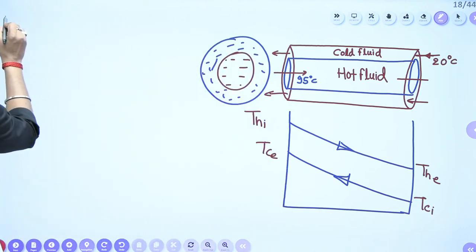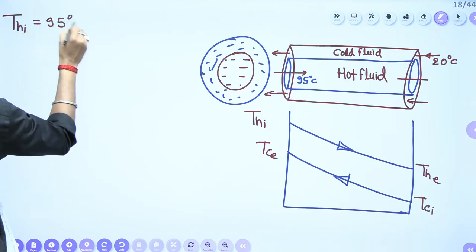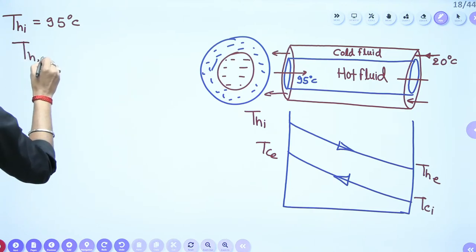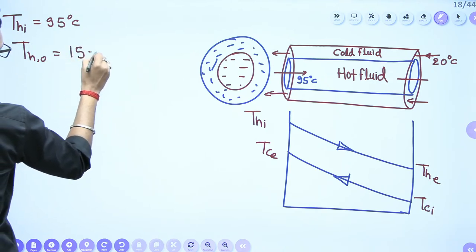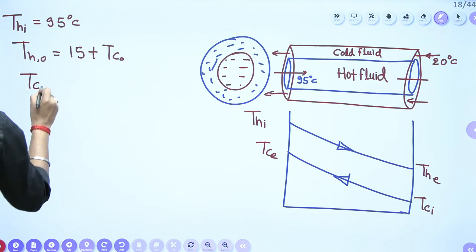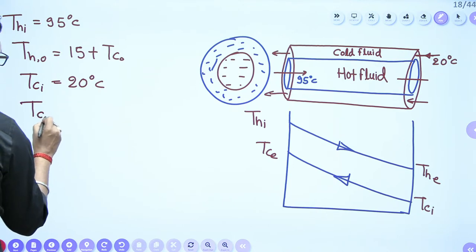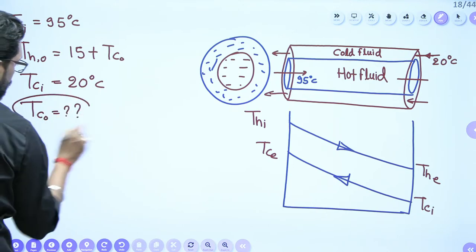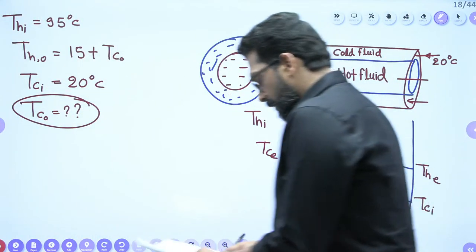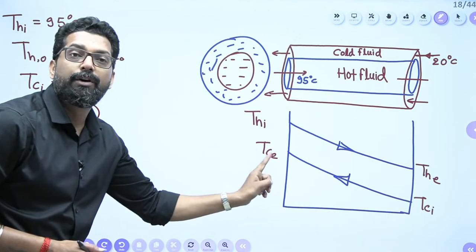And what is given? See, the hot fluid inlet is 95 degree centigrade, right? Hot fluid outlet is 15 degree greater than the cold fluid outlet. Cold fluid inlet is 20 degree centigrade, but the cold fluid outlet is not given. So first we find the exit temperature of the cold fluid.